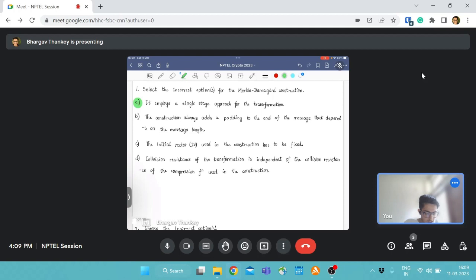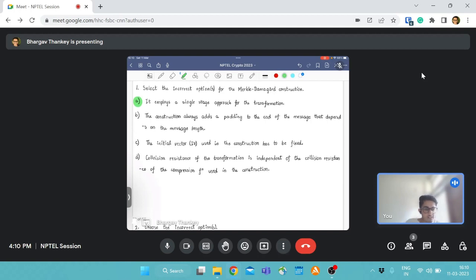And option D is collision resistance of the transformation is independent of the collision resistance of the compression function used in the construction. This is false because if the underlying compression function that we use in the construction is not collision resistant, then the overall transformation need not be collision resistant. In fact, this is an if and only if statement. The overall construction is collision resistant if and only if the underlying function is also collision resistant. So D is also incorrect. So we should take options A and D for this question.